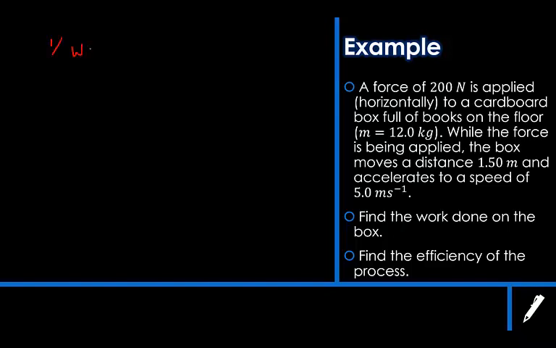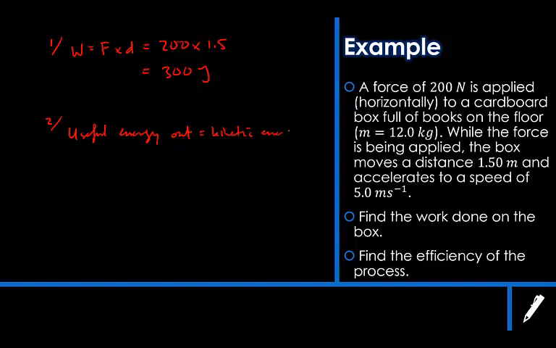So for the first part, work is equal to force times distance, which is equal to 200 times, how far do we move? 1.5. So that's equal to 300 joules. The second part here is to find the efficiency of the process. Well, the useful energy out is kinetic energy and the total energy in is 300 joules.